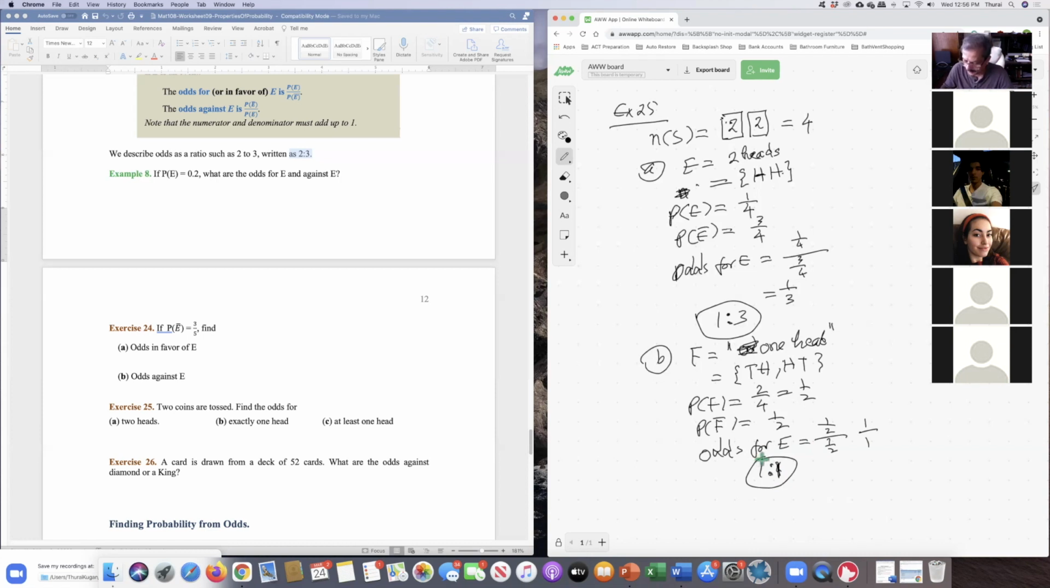Part C says at least 1 head. What are the elements that will make that happen? Head tail, tail head, and head head. 3 elements. So probability for G is 3/4. Probability of G bar is 1/4. So odds for G will be 3/4 over 1/4. That'll be 3 to 1.